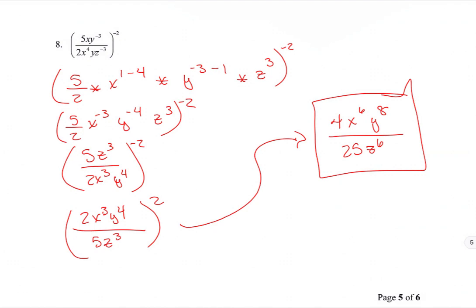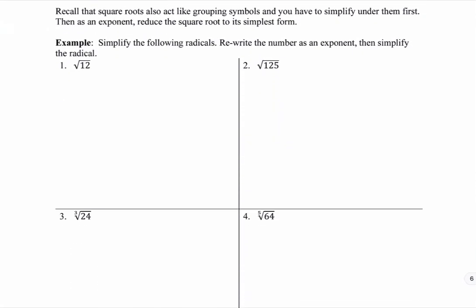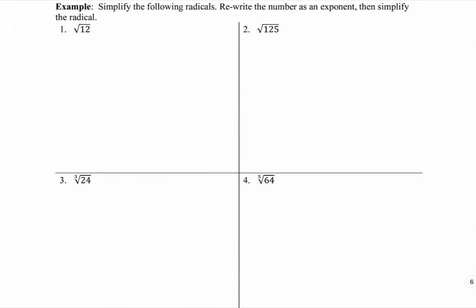Now, the last thing in this section is how to simplify roots. So the first one I'm going to rewrite 12 as a square. The second one I'm going to rewrite 125 with a square. And for the last two, I'm going to rewrite them as powers because their roots aren't squared, their roots are to the third and to the fifth.